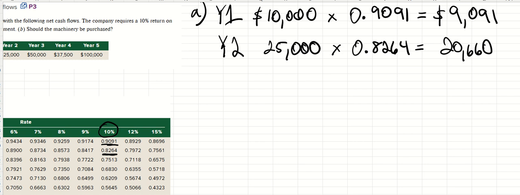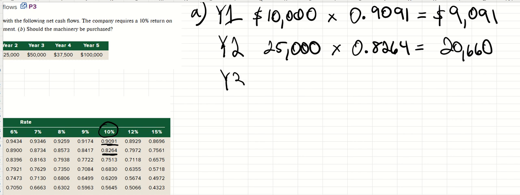So the present value is a true value. It's more realistic because, well, when year two comes and it goes from January all the way to December, well, that $25,000 is not going to be $25,000 by the end of the year. Instead, it's going to be $20,660. That's the value. That's what it's going to be worth.